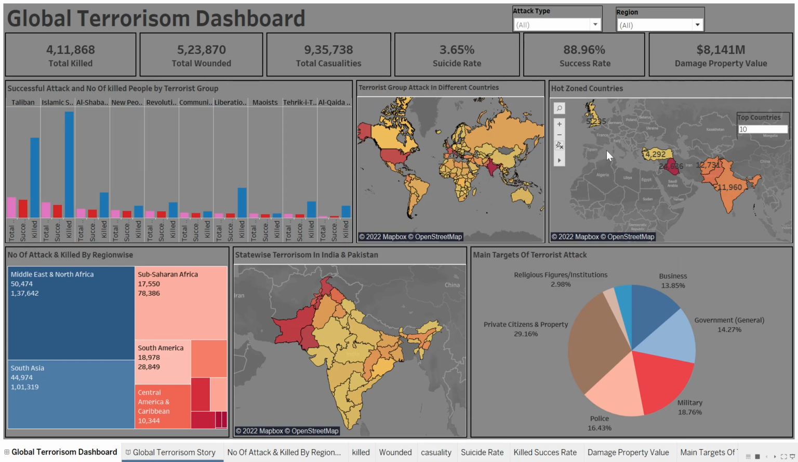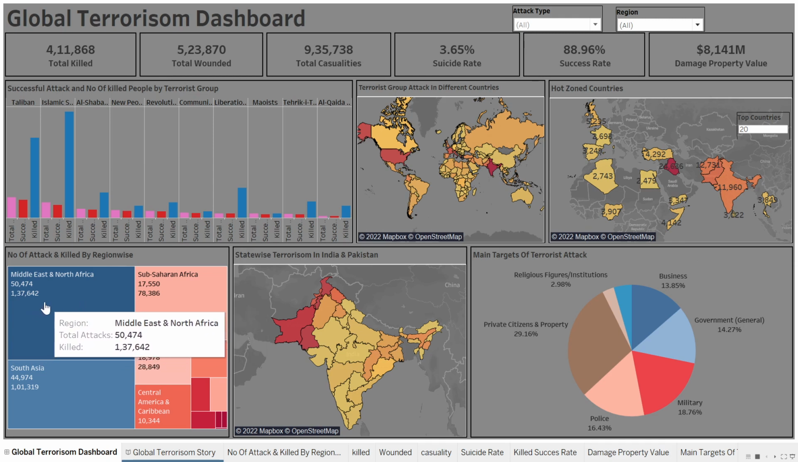And the third graph shows the hot zone countries. Iraq is the worst affected country by terrorist attacks, followed by India, Pakistan, Afghanistan, and Turkey. This filter can change it to 20. There are 20 hot zone countries: Algeria, Nigeria, Egypt, France, Somalia, Thailand. See, Sri Lanka is also there, such a tiny nation.